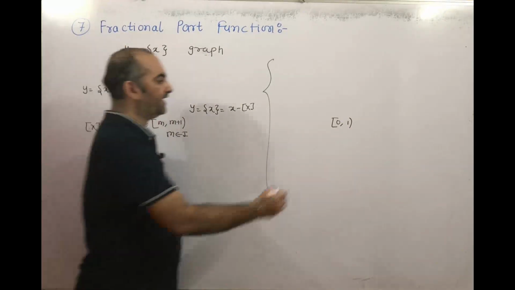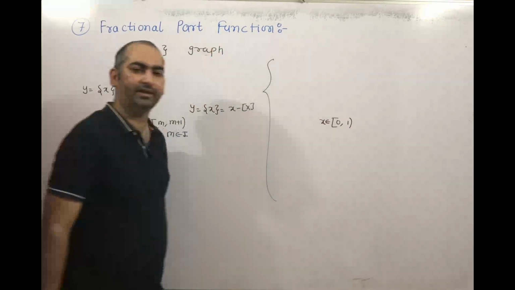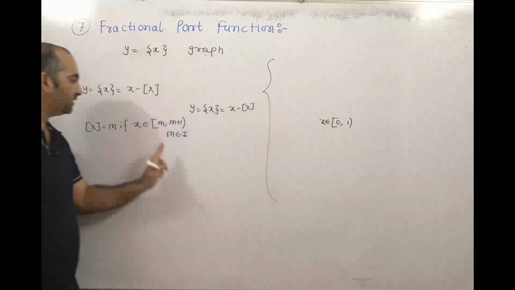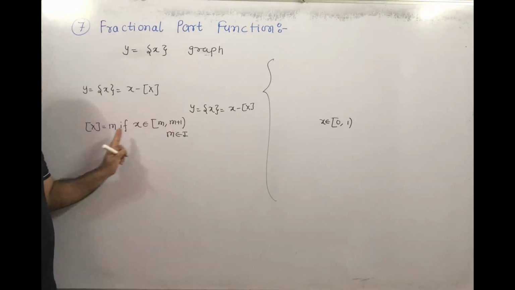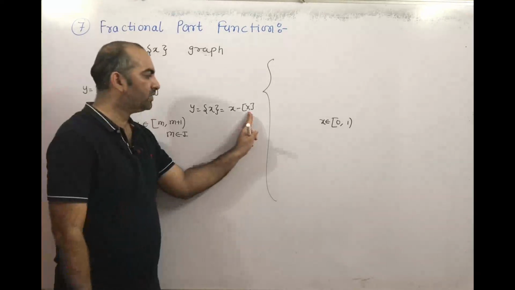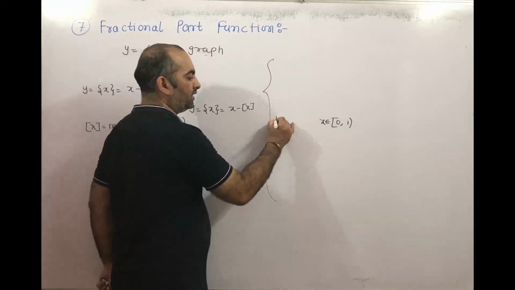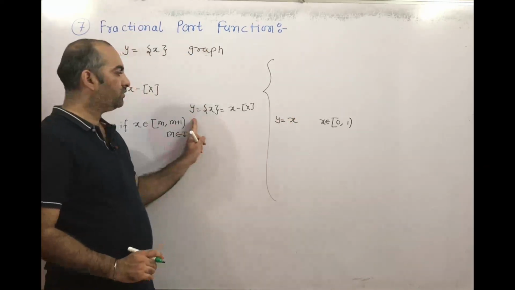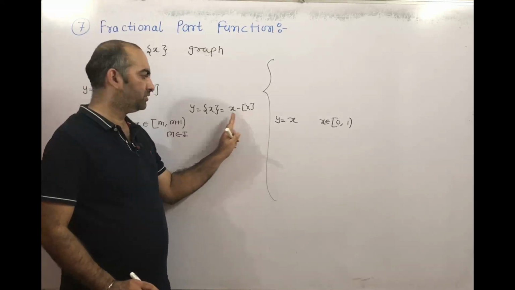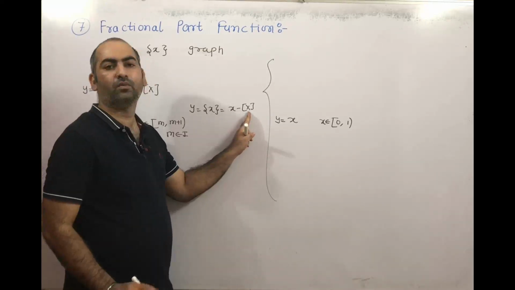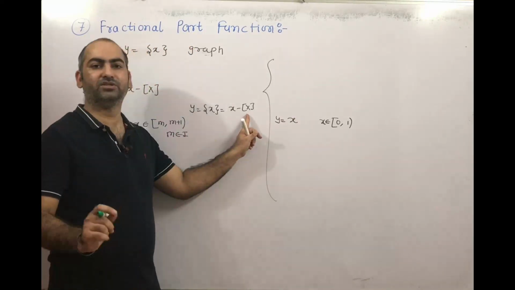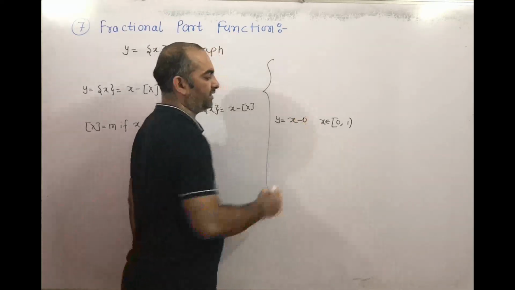So if x belongs to 0 to 1, here the m value is 0. The greatest integer of x is 0, so y equal to x will come. If x belongs to 0 to 1, then y equals x minus the greatest integer of x, which is 0. So x minus 0 we can write.